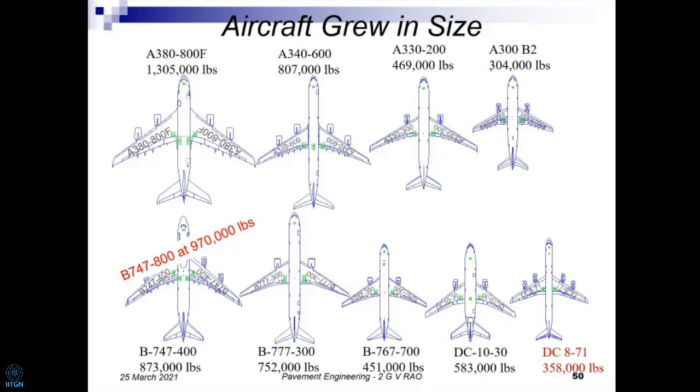So you find that this weight is increasing continuously. A330 has got 469,000 pounds. A340 807,000 pounds. A380 1,305,000 pounds. And then if you look at Boeing, this particular model has got 870,000 pounds, 41,000 pounds, 583,000 pounds. So the weights obviously are much more than normal trucks. Okay, that is the first thing we have to see.